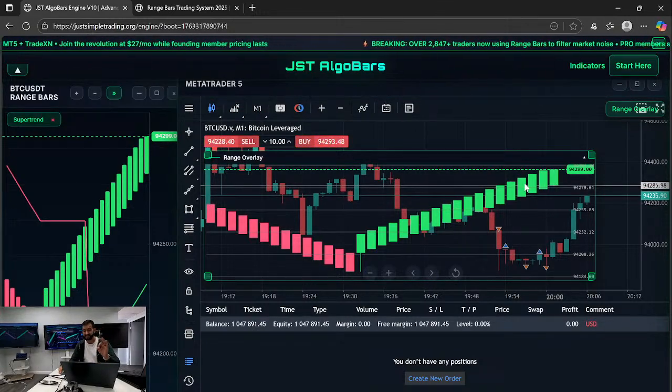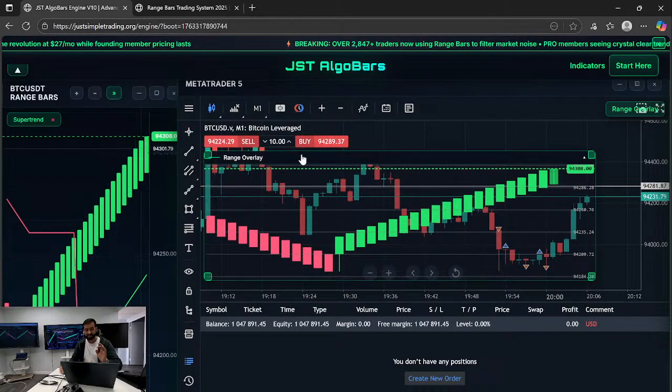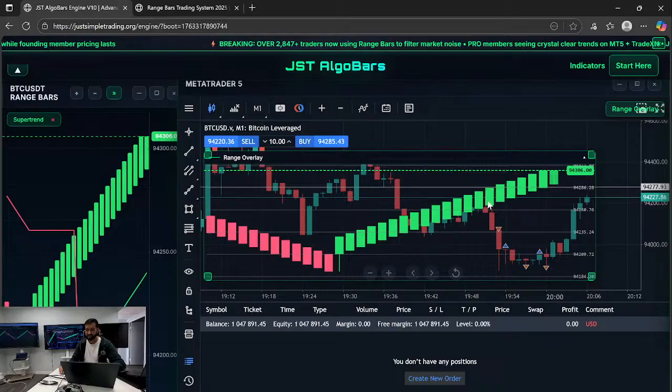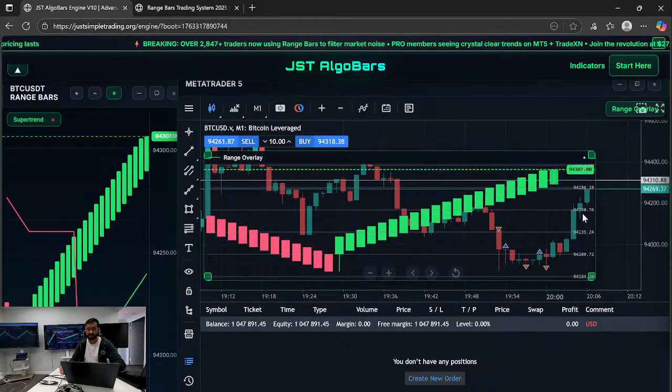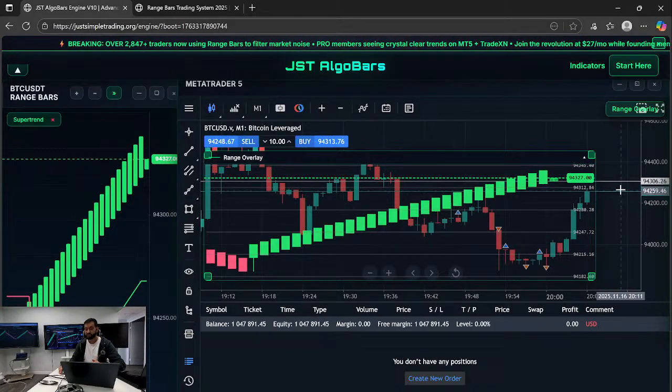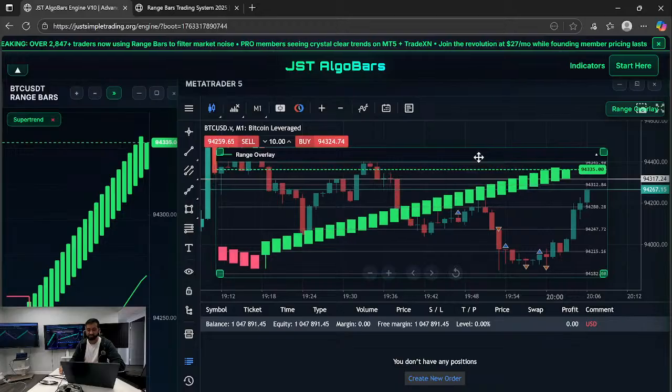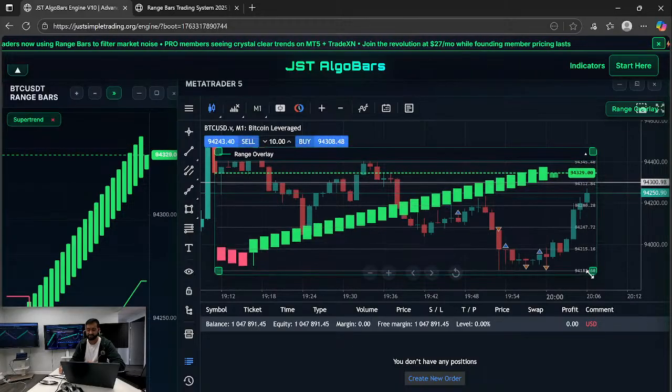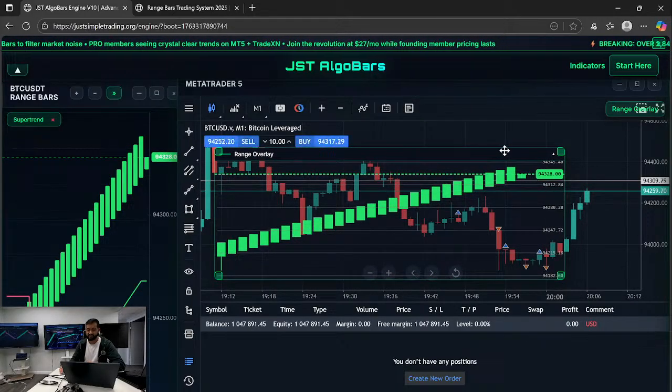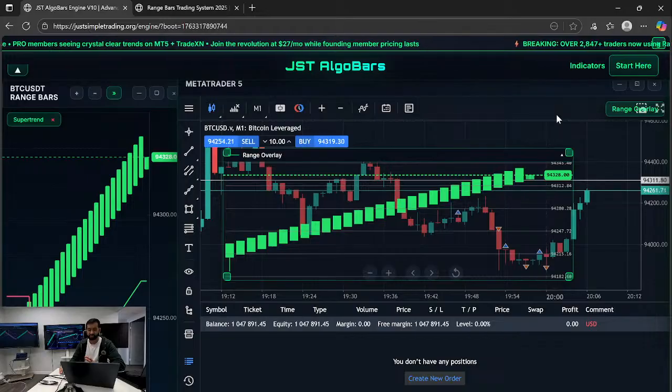But the main thing is the range bars. Now, right here, you guys can see the range bars are showing a big uptrend. As soon as we get that reversal, we might actually go in on a sell trade right here. And I'll show you guys exactly how I do that, okay? So right here, you can see range bars are going up.